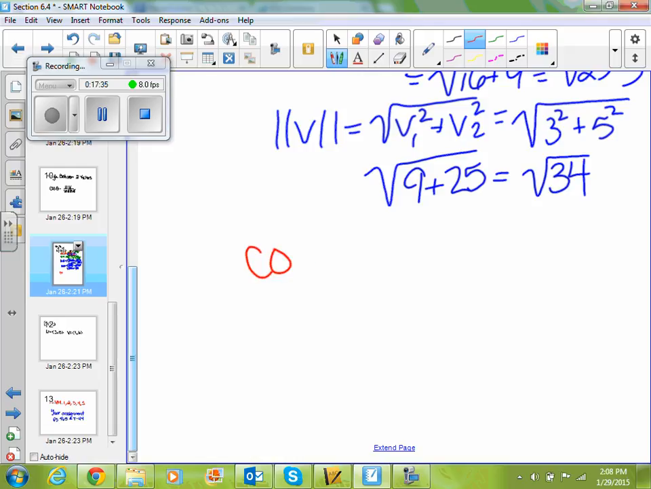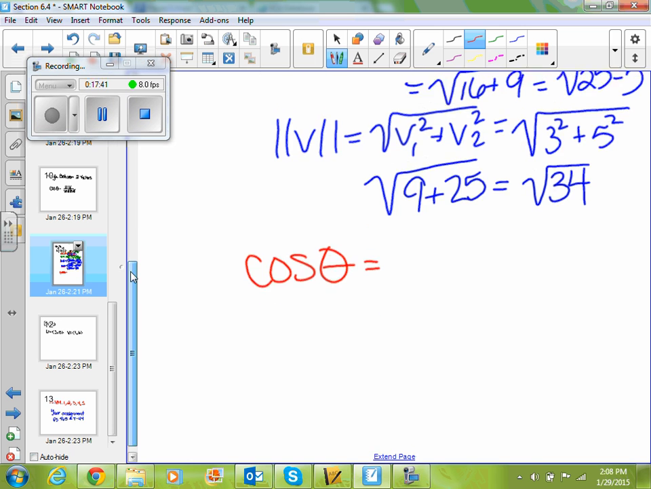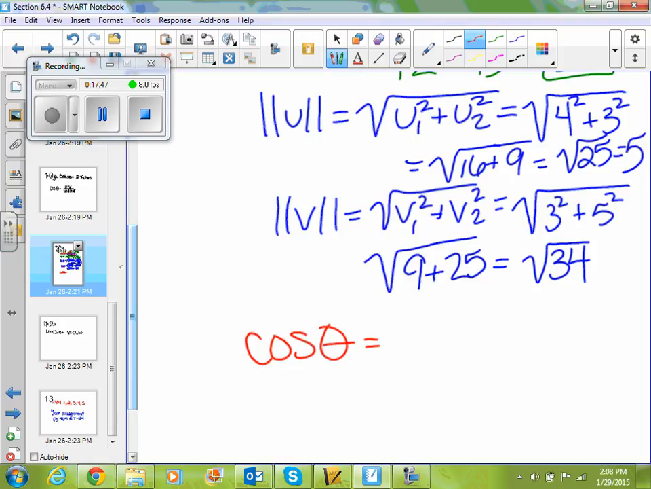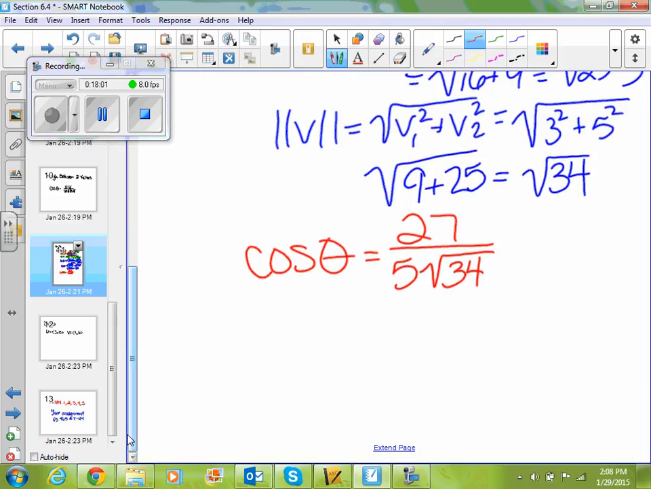So if I plug all of that into my cosine of theta formula, I figured out that U dot V was 27, so that's what's going to go on top of my fraction. And then my magnitude of U was 5 times my magnitude of V, which is square root of 34. Now that I know that, how do I get rid of this cosine? So I take my inverse cosine, cosine to the -1.